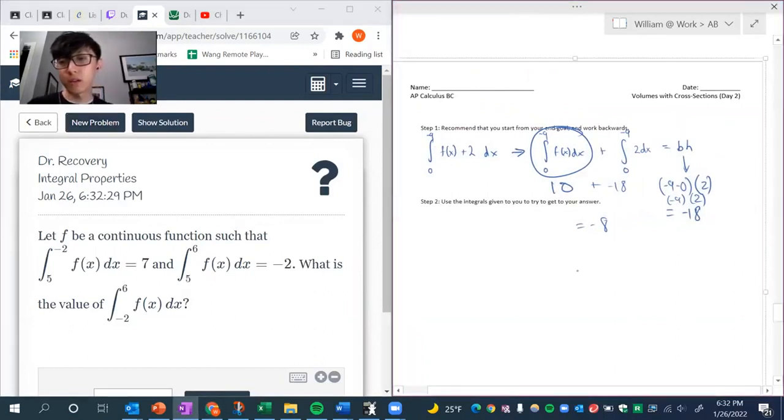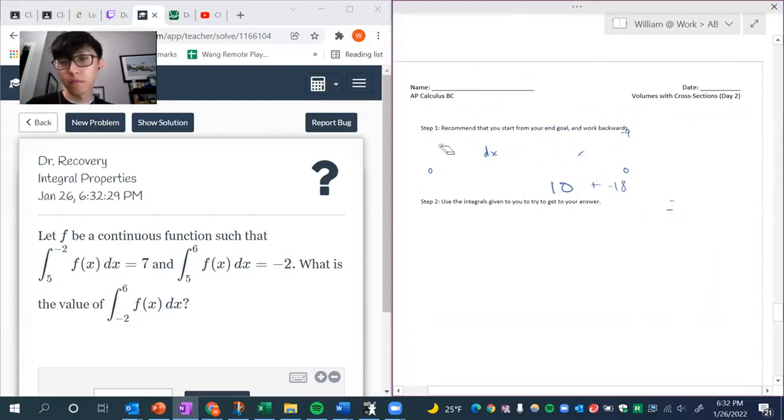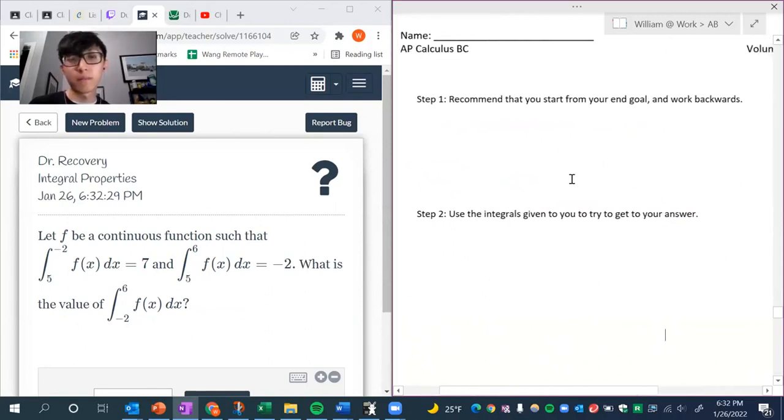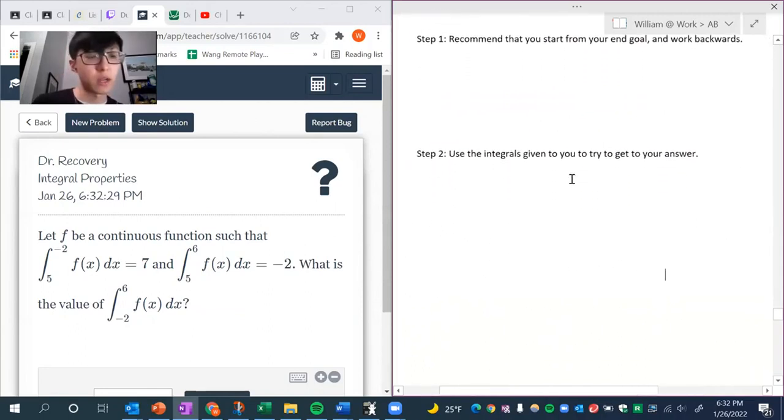One moment. Okay, the next one is the integral from... I think this might be my last one actually.